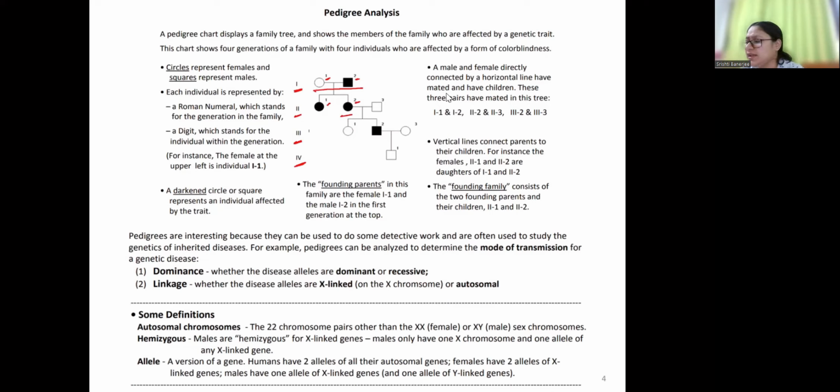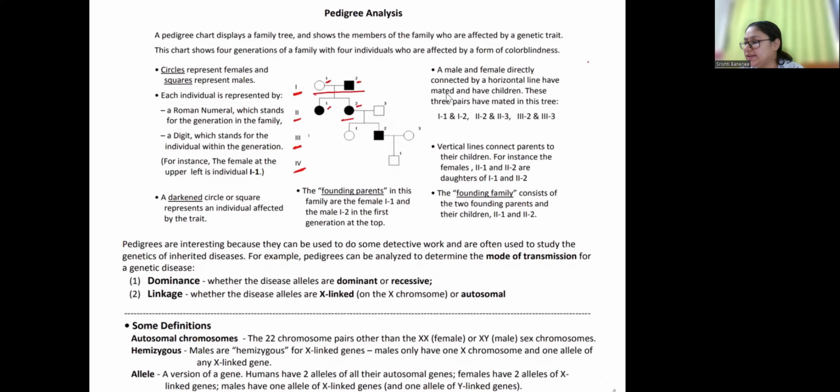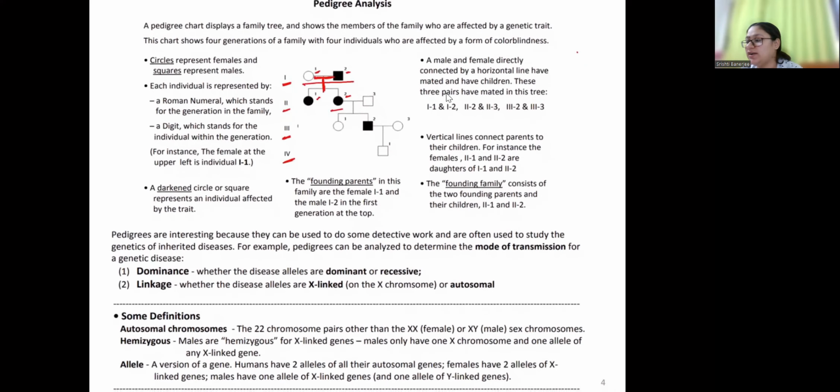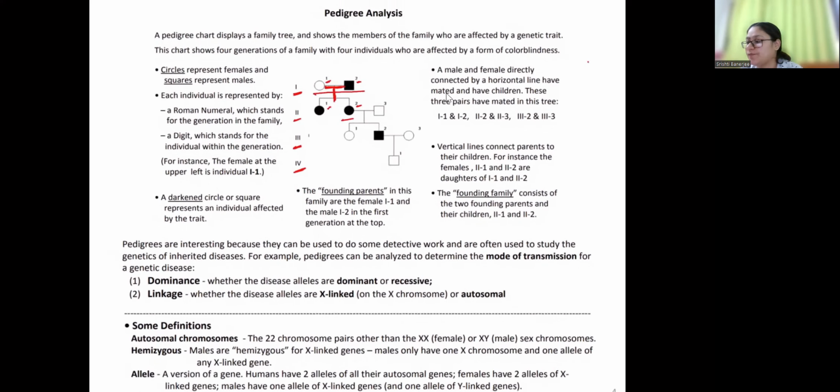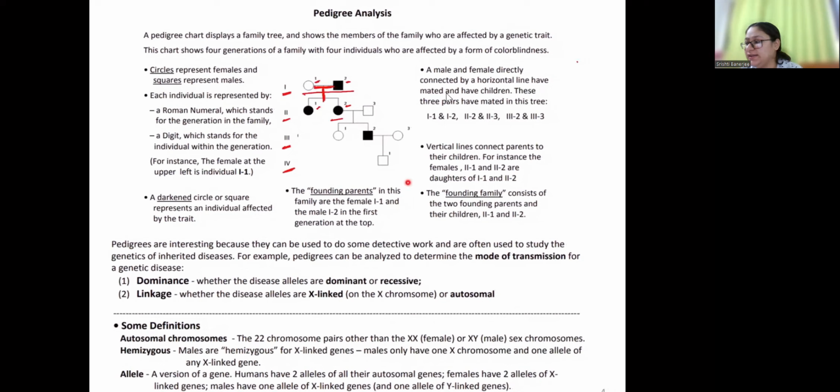Now, these straight lines indicate that they are linked, like they have mated and they have a child, or an offspring. These horizontal lines and these vertical lines indicate how many children they have. Here, generation 1 has 1, 2, and 3 children. Now, if these two are linked, it means that they have these 2 children.